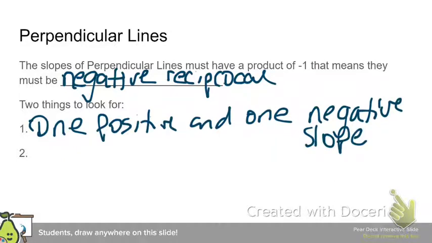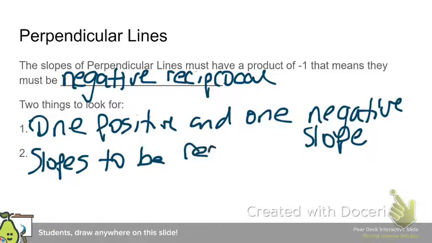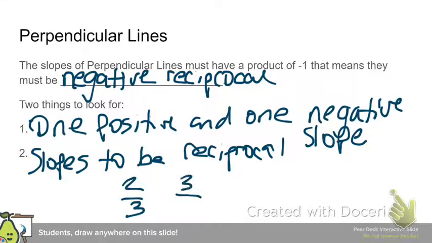So that would mean they cross at 90 degrees. And then we want the fraction itself to be a reciprocal, so we want the slopes to be reciprocals. That just means they need to be flipped over, right? So we're looking for something like 2/3 and 3/2, and then either of those needs to be negative. So like -2/3, +3/2, or vice versa.